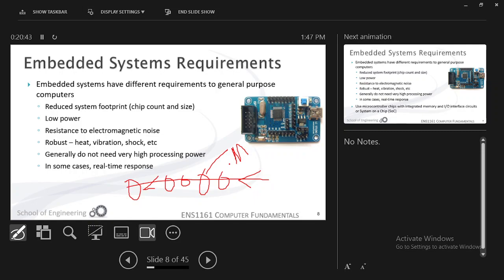Robust. Basically, embedded systems should be really robust against different factors like heat, vibration, shock, and many other things, because there is a possibility that embedded systems are embedded in specified regions, for specified focuses. Have you seen a person jumping from the sky to land?